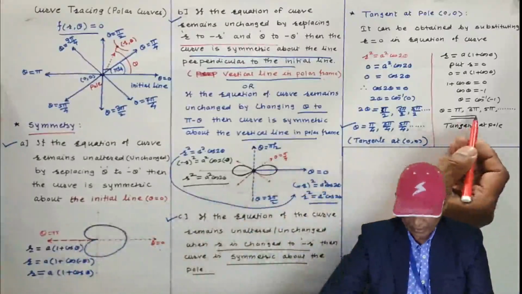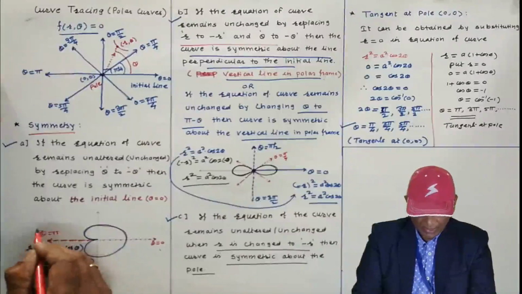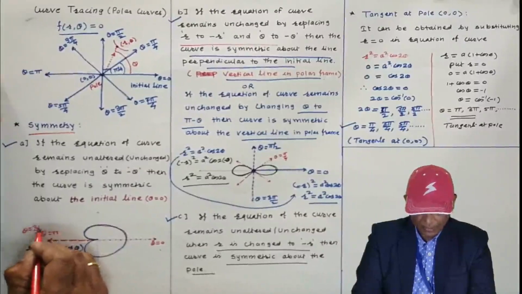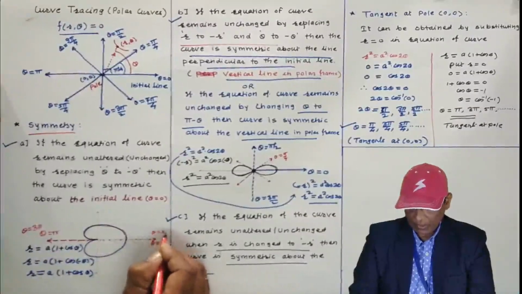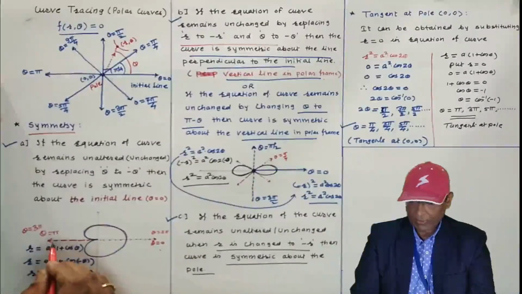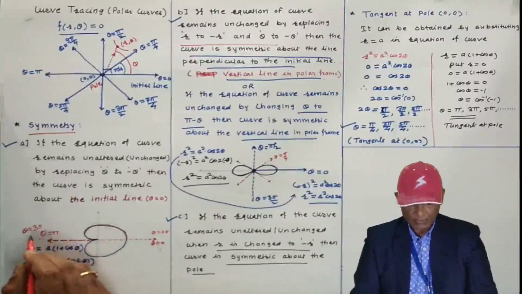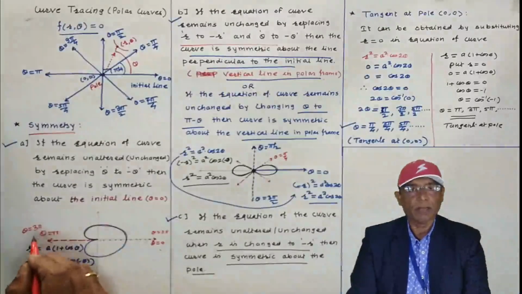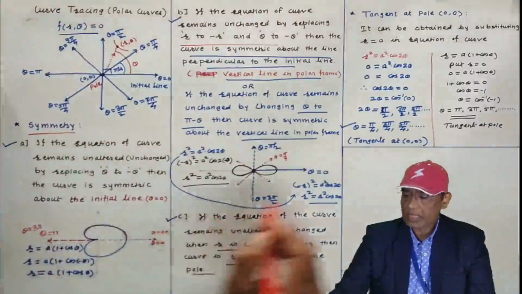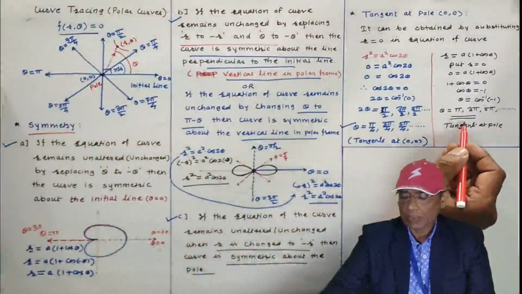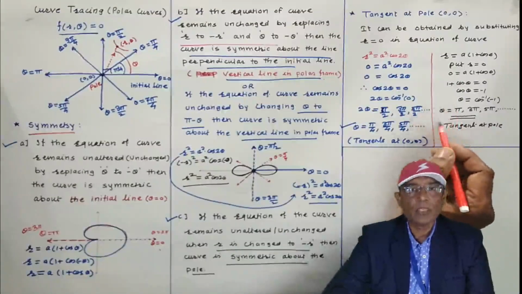Theta equal to 3 pi again means the same line. Theta equal to 5 pi is again this. Theta equal to pi, theta equal to 3 pi, theta equal to 5 pi, theta equal to 7 pi, all are the equation of the same line. So these are the tangents to the curve at pole. So in this way you can find out the tangent to the curve at pole.